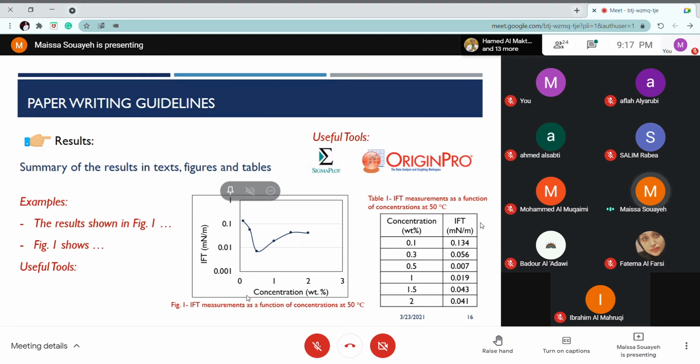This is how to write the caption. And then how to present your results in text. You can go by the simplest way, just say the results are shown in Fig. 1, or Fig. 1 shows, and that's it, and continue by stating the main observation, that the IFT decreases and then increases with increasing concentration.